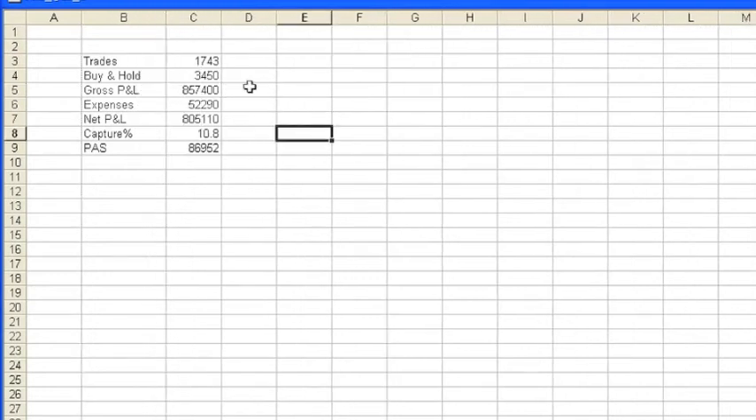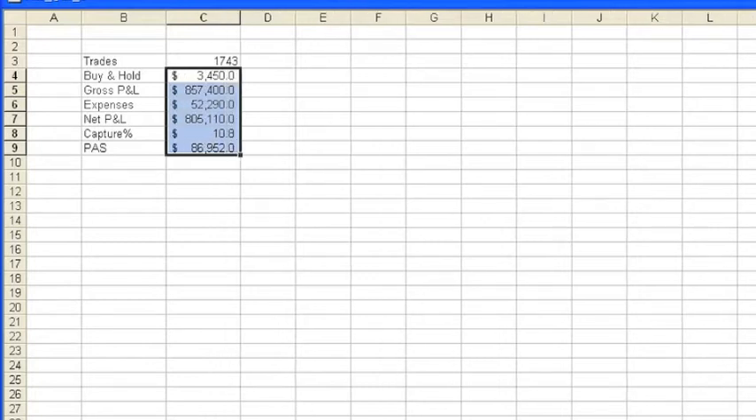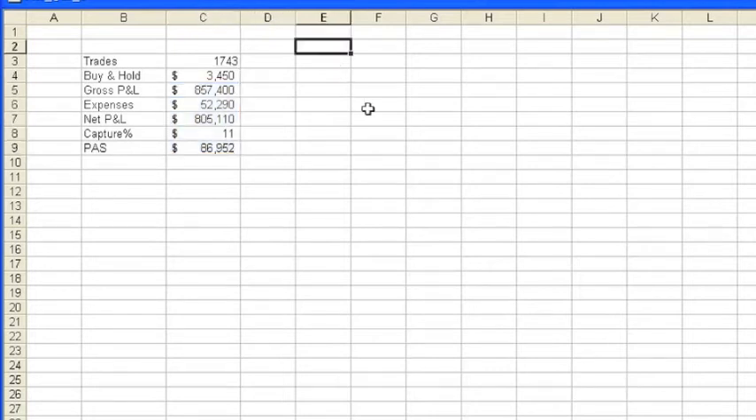And of course, none of these are formatted, and these are all dollar signs. So I'm just going to quickly format these in Excel. This will open up in Excel, or if you use OpenOffice, that will work as well. So here we have our 1,743 trades.